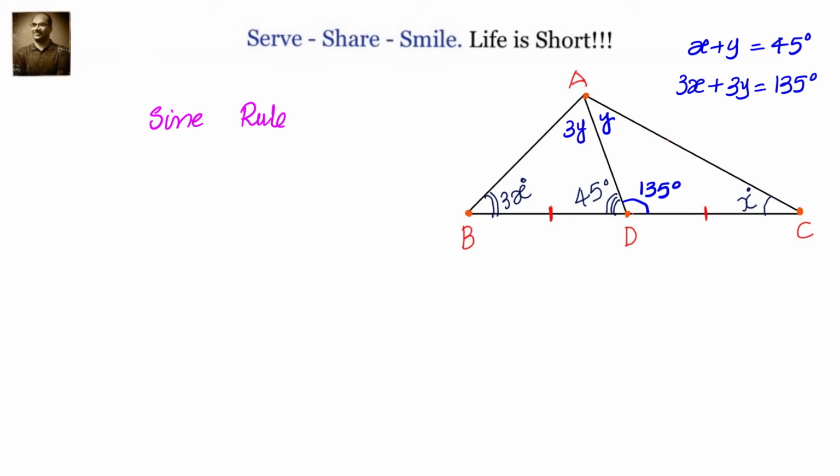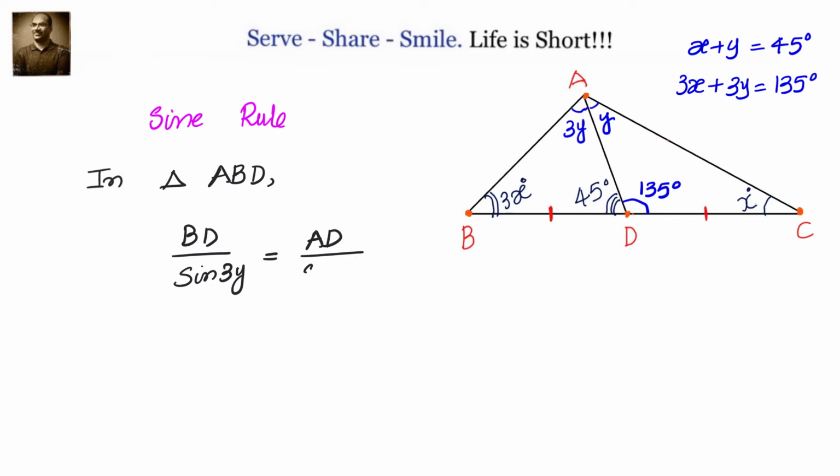Now we have all the angles of the triangle. Now let's go ahead and apply the sine rule in these two triangles. One triangle is ABD, another triangle is ADC. Remember, we have BD equals DC and AD is common in both of them. So we'll try to leverage this logic and we will say that BD by sine 3y equals AD by sine 3x. Let us say this is our equation 1. We'll just name it afterwards.